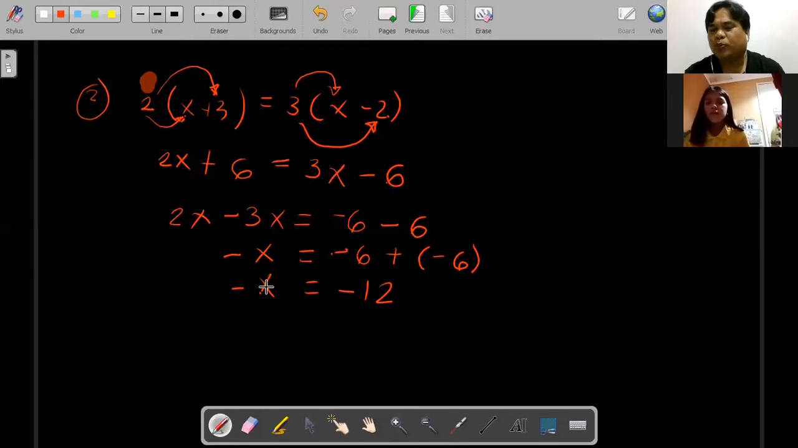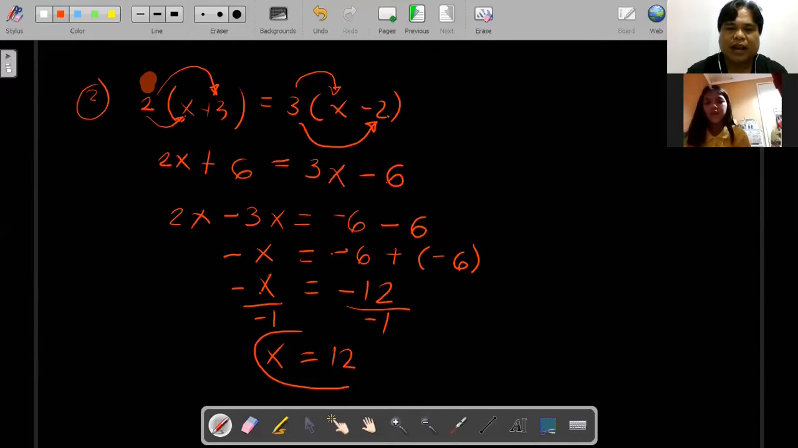Now, you're not supposed to have a negative variable. So once again, you divide the left side by negative 1, but you do the same thing at the right side. So all you have left now is negative x divided by negative 1 is x. And negative 12 divided by negative 1 is 12. So your final answer is x equals 12.